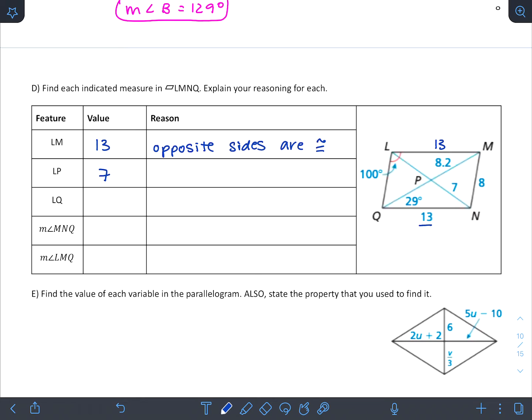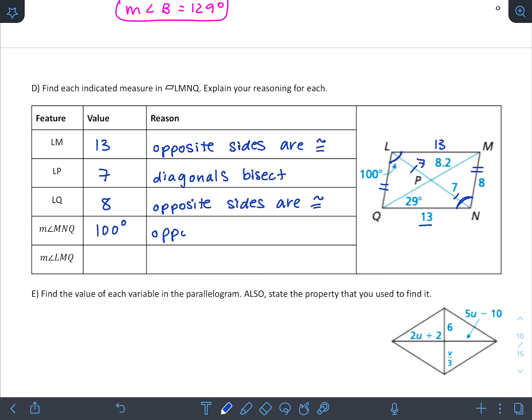LP is 7. The reason for that is the other half of the diagonal was 7, and those are going to match because diagonals bisect each other in parallelograms. LQ has a value of 8. Again, across or opposite sides have the same measurement. So across from LQ is 8, therefore LQ is 8 because opposite sides are congruent. And then we're going to start talking about angles. So angle MNQ. MNQ is this entire angle here, and it is opposite of a 100-degree angle. So MNQ is 100 degrees because opposite angles are congruent.